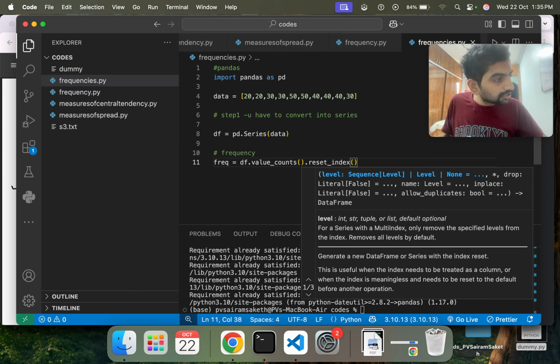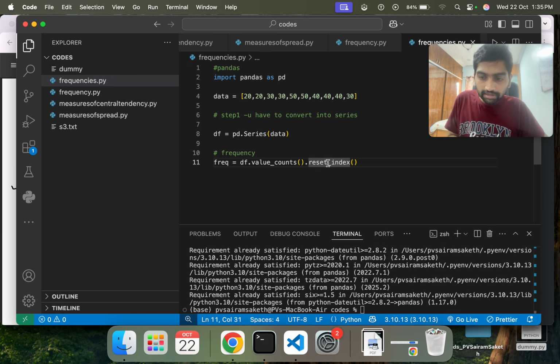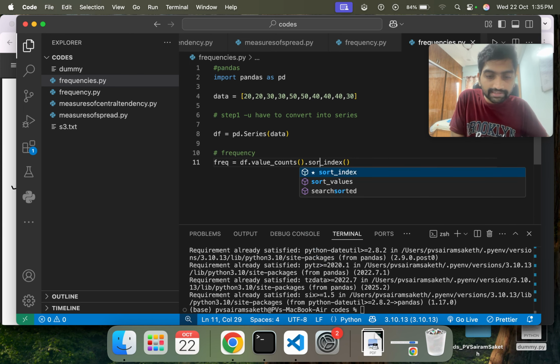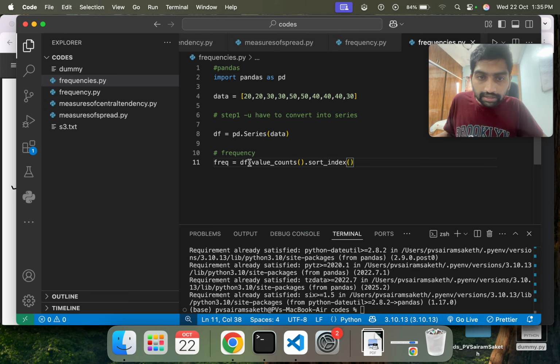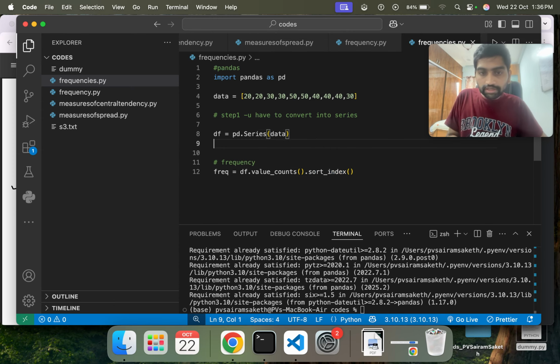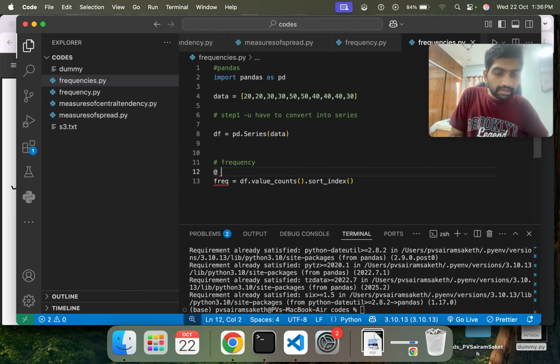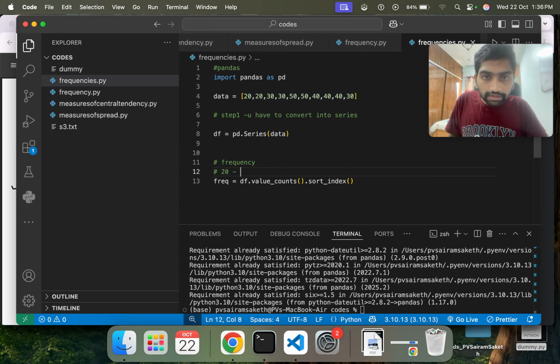That's why we are specifying this concept of sort_index. Here we are defining these values and sorting them in increasing order. First it will take 20, and write how many times 20 is present. It will write that count. So 2 times 20 is present.